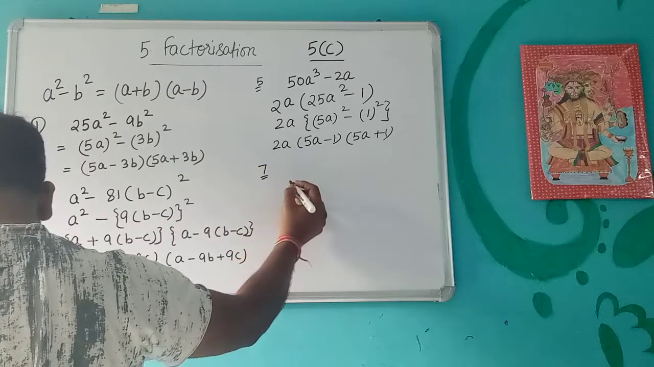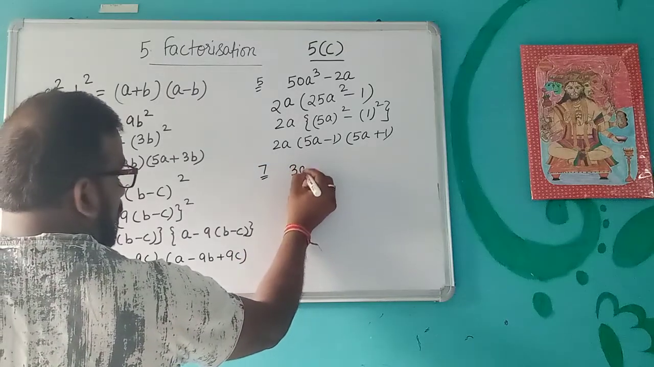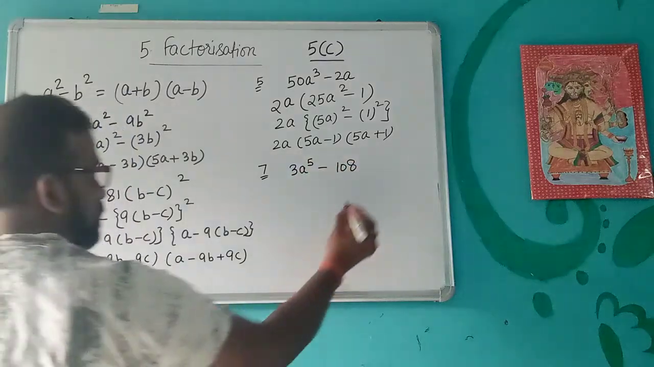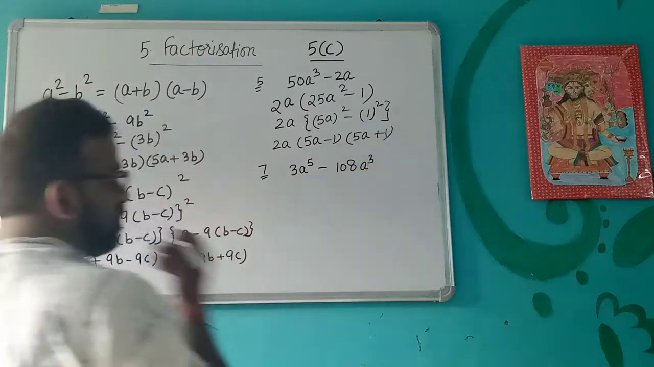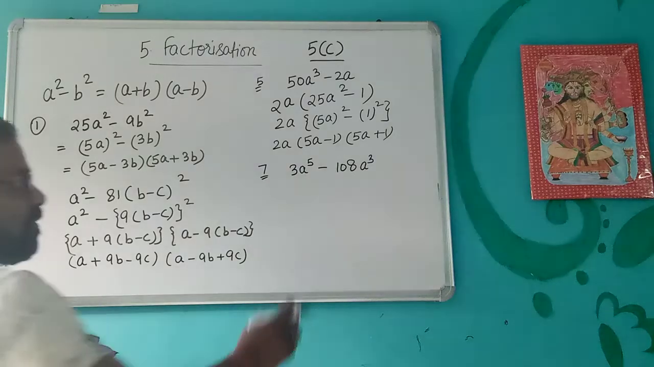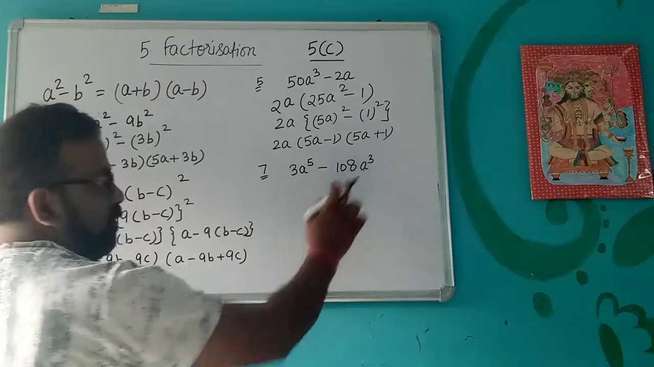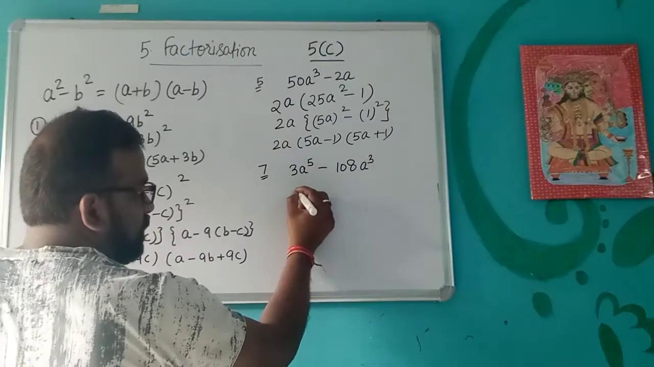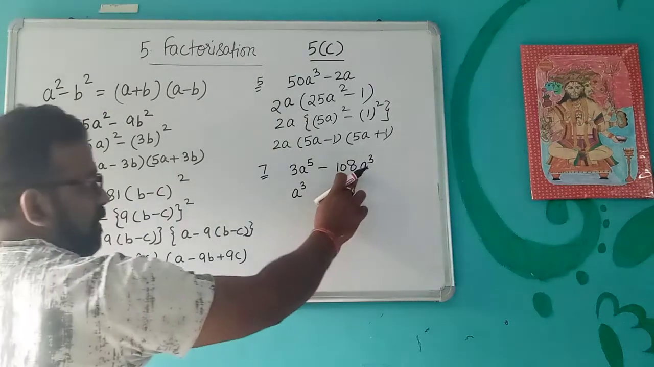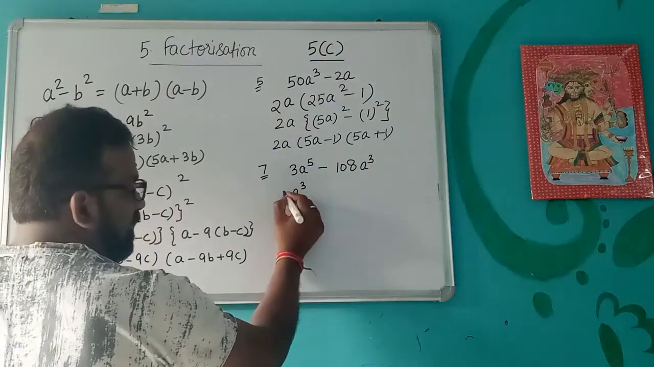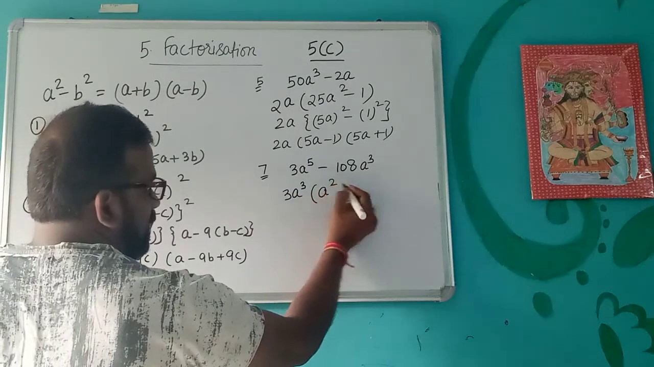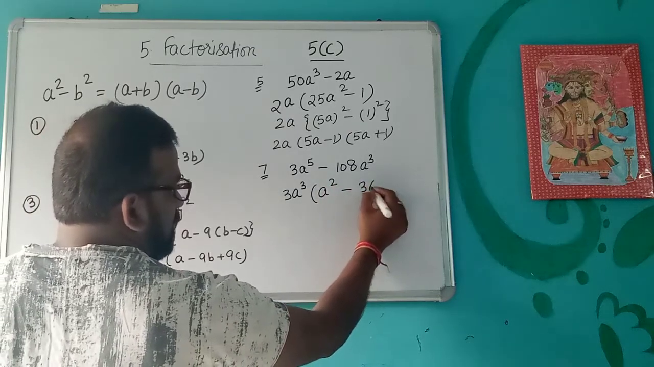Similarly, one more question. 3a to the power 5 minus 108a cube. Okay. Again, if you see carefully, among a cube and a to the power 5, we will take the lowest power, that is a cube, and 108 is divisible by 3, so I will take 3 as common. So what is left inside the bracket? a square minus 36.